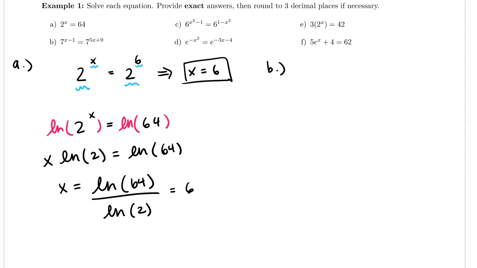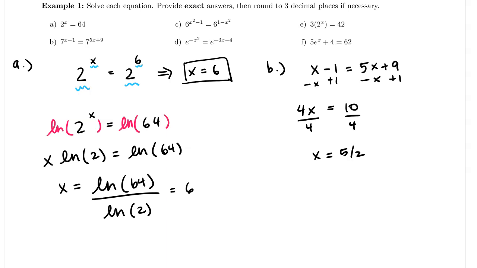I have 7 to the power of x minus 1 is equal to 7 to the power of 5x plus 9. Now, because these have the same base and exponential functions are one-to-one, I must have that the exponents have to be equal to each other. So I have 5x plus 9, and I can subtract x from both sides. That will give us 4x is equal to, and then I could add 1 to both sides, and that would give me 10. Then if I divide both sides by 4, we get x equals 5 halves.